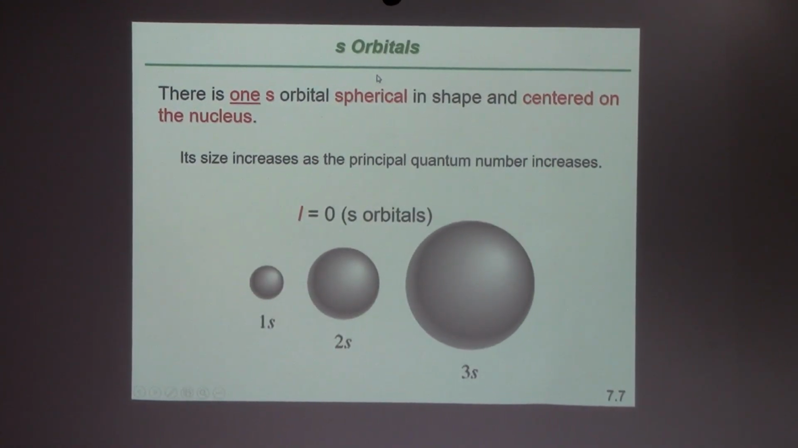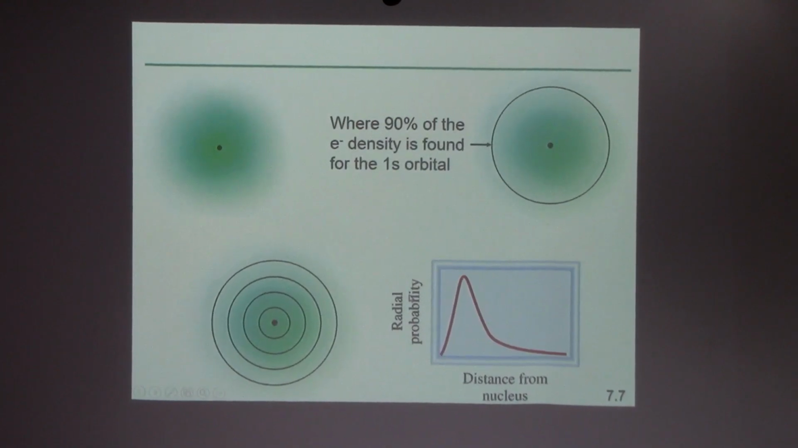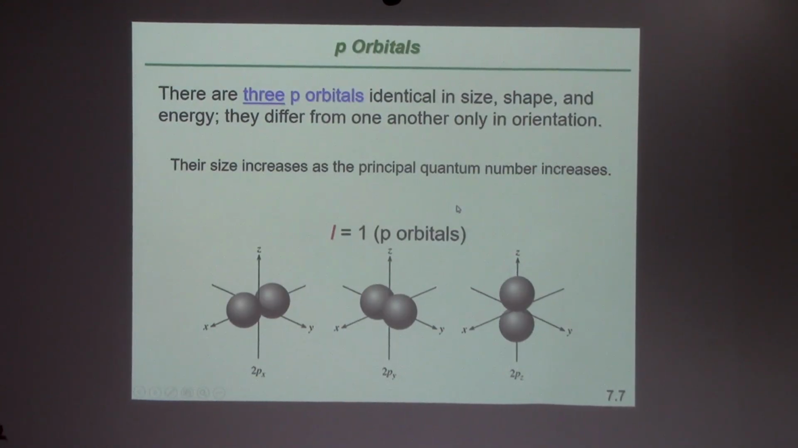Now let's take a look at s orbitals. There is one s orbital, spherical in shape and centered on the nucleus. Its size increases as the principal quantum number increases. If L equals 0, remember we call the orbital s. So as the principal quantum number increases, the size increases. You have 1s, 2s, 3s, and the size is increasing. Remember what an orbital is. It tells us where you can find an electron 90% of the time. So it tells us the probability of finding an electron.